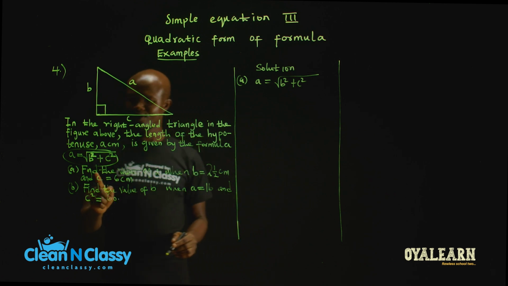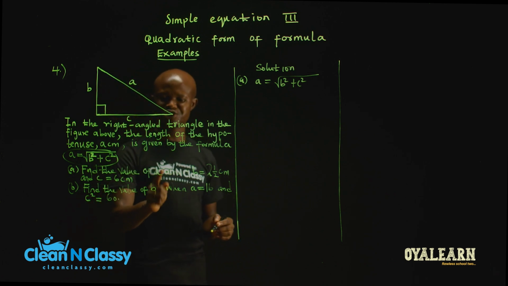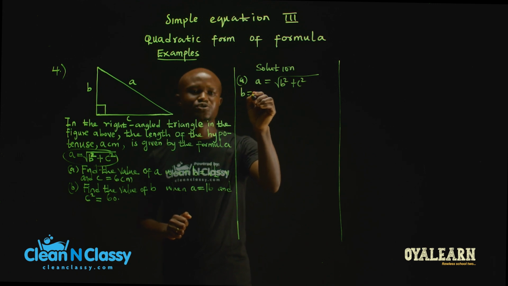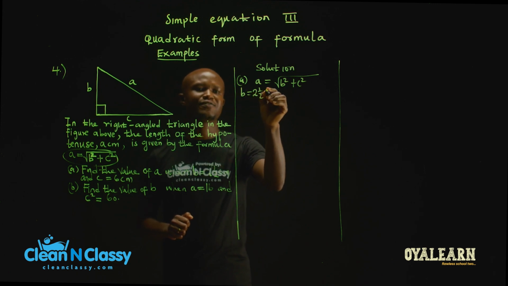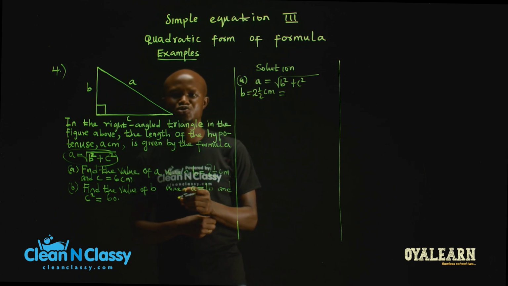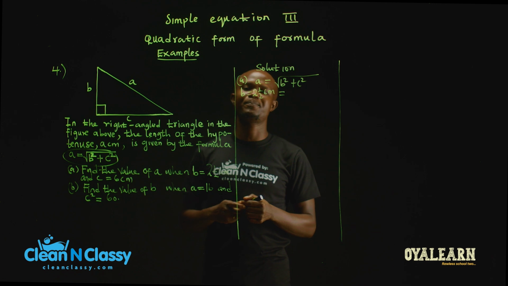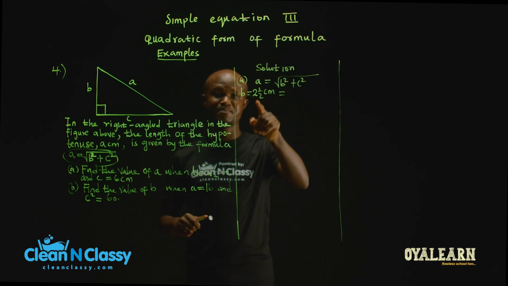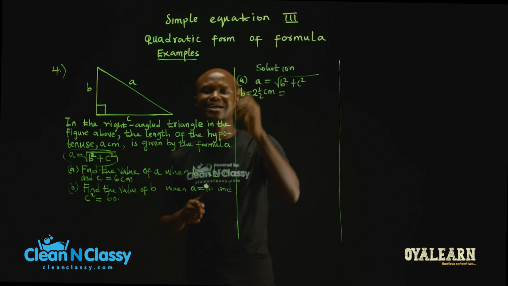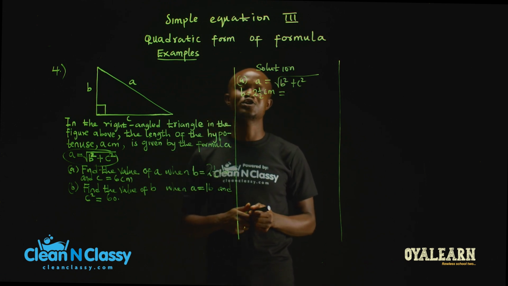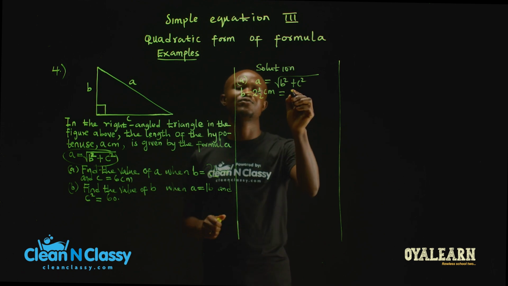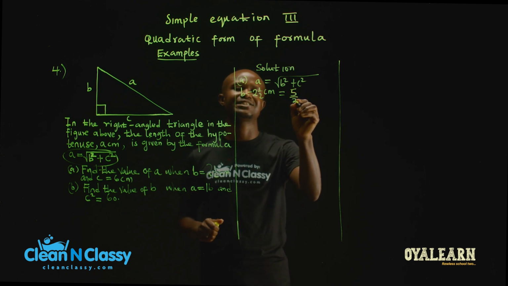Now, from the a part, we have to find the value of a. We're given b to be equal to 2.5 centimeter. Now let's change 2.5 to an improper fraction. This is a mixed number. So an improper fraction is going to be what? 2 times 2, 4. 4 plus 1, that is 5. So we have it as 5 over 2 centimeter.